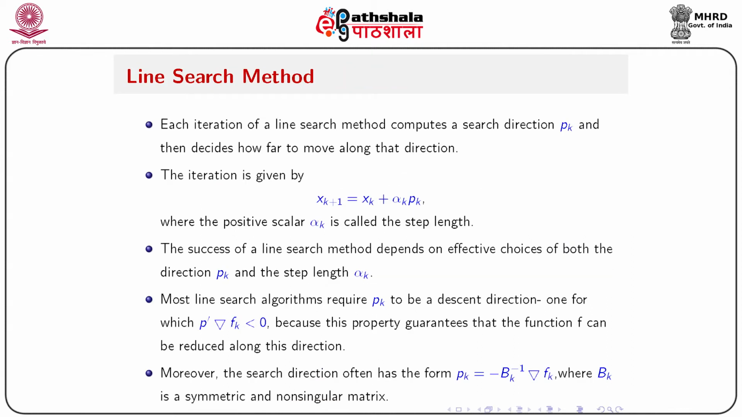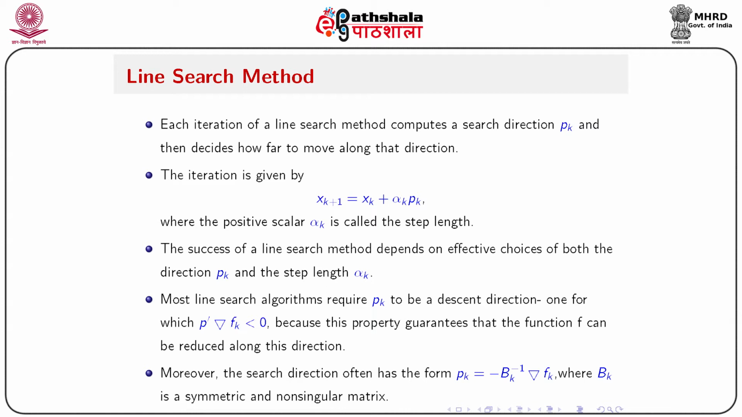So let's learn about line search methods in detail. Each iteration of a line search method computes a search direction pk and then decides how far to move along that direction. The iteration is given by xk plus 1 equals xk plus alpha k pk, where the positive scalar alpha k is called the step length. The success of a line search method depends on effective choices of both the direction pk and the step length alpha k. Most line search algorithms require pk to be a descent direction, one for which pk transpose times the gradient of fk is less than 0, because this property guarantees that the function f can be reduced along this direction.